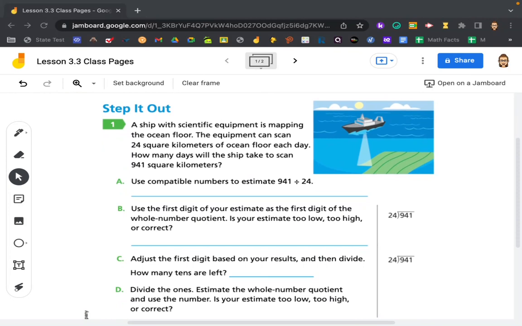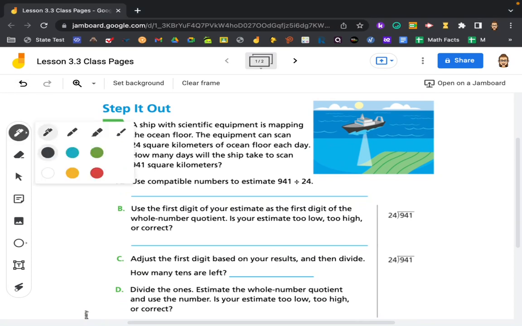So in this problem, it says a ship with scientific equipment is mapping the ocean floor. The equipment can scan 24 square kilometers of ocean floor each day. How many days will the ship take to scan 941 square kilometers? Use compatible numbers to estimate 941 divided by 24.